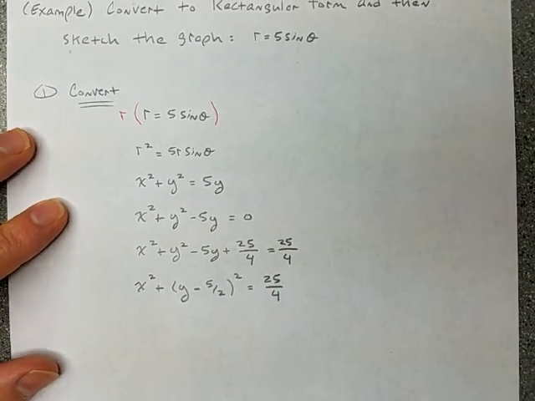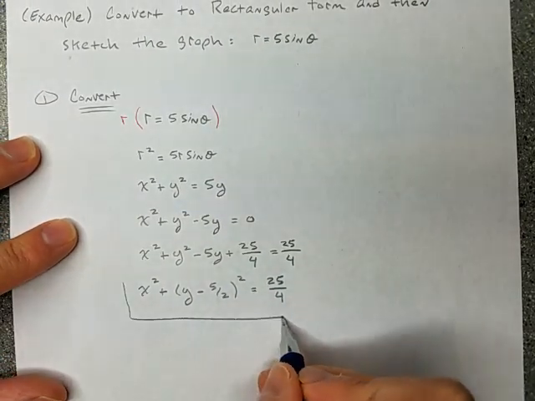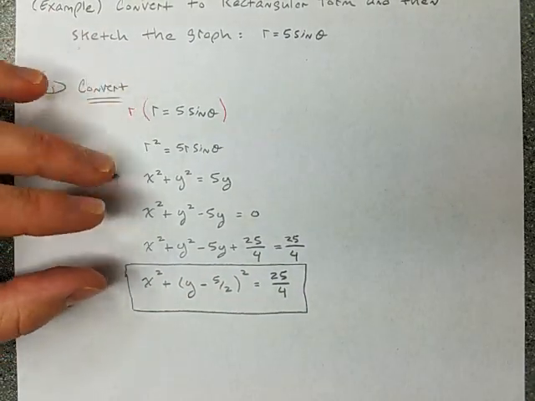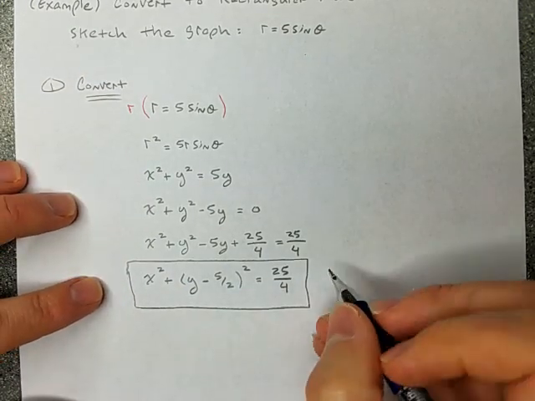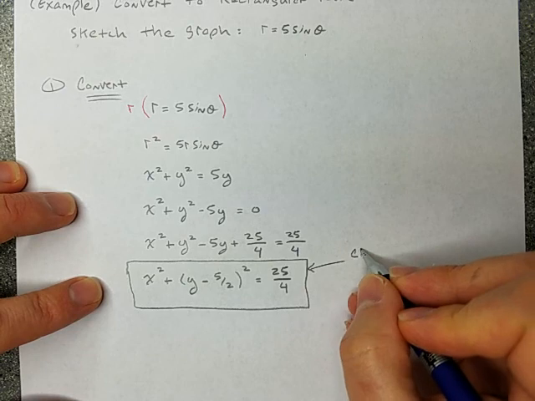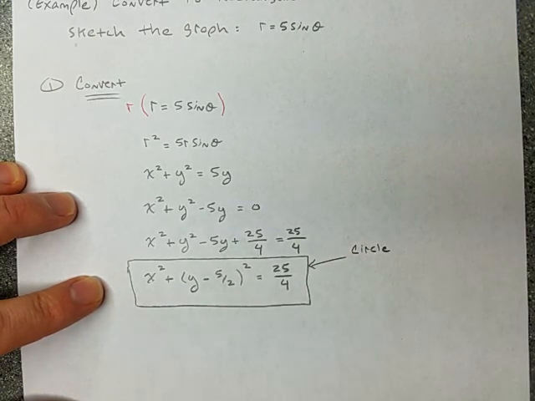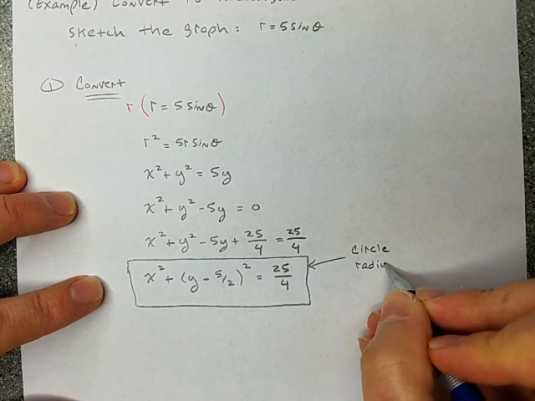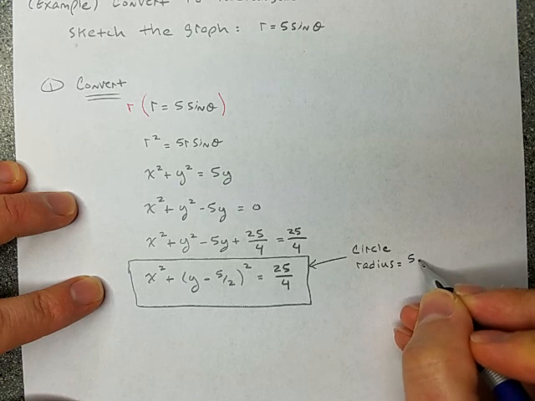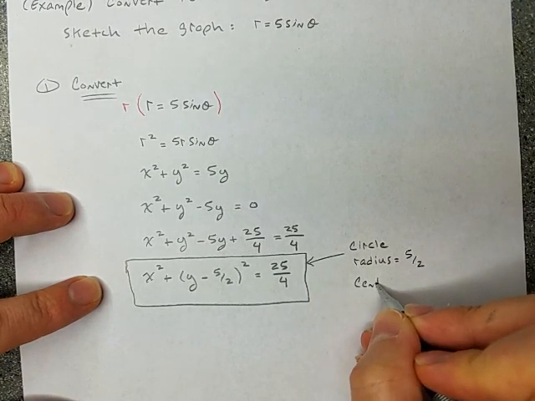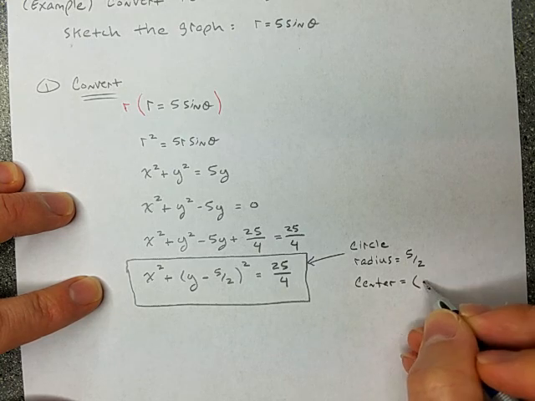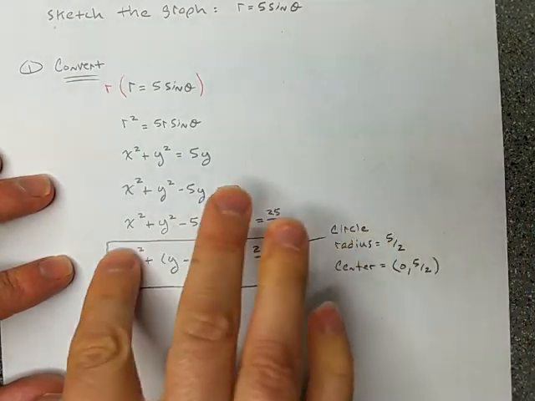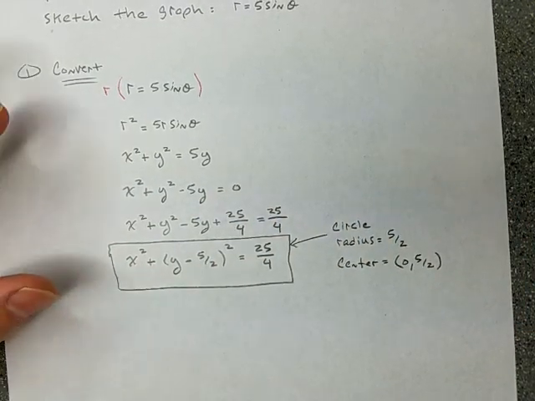Okay, so now we know what it is. I'm going to give this as the rectangular form. You could give this one or that one. They're equivalent, but we get more information out of this one. For example, I can tell it's a circle. It's the standard form of the equation of a circle. It has a radius of 5 over 2, and it has a center at 0 and 5 over 2 on the y-axis, all of which is in rectangular coordinates. So there's my conversion.